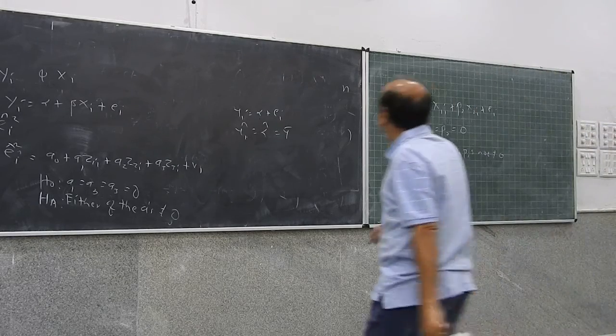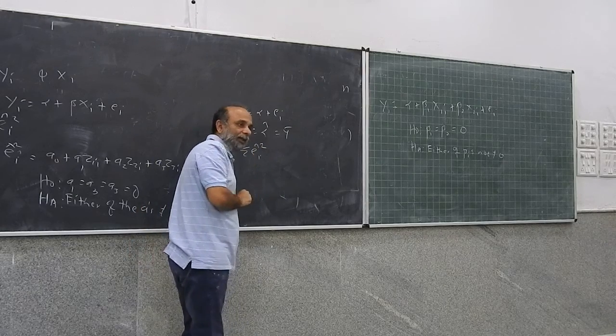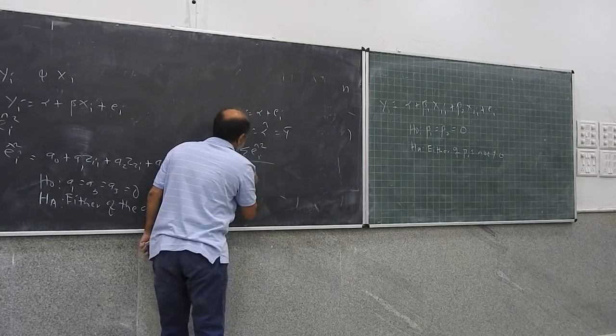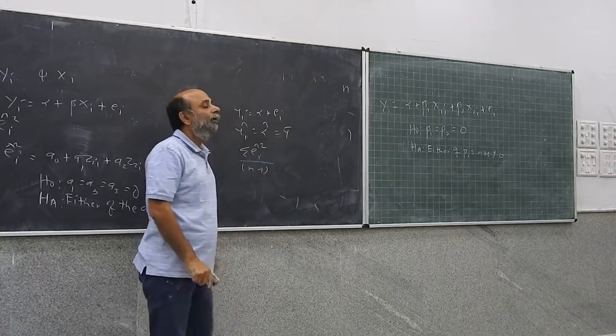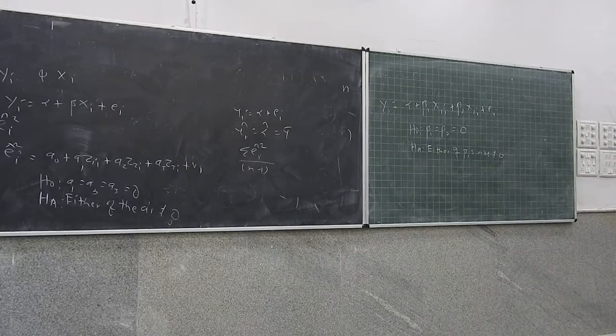So now think of summation e hat i squared upon n minus 1. What did this mean? Summation e hat i squared upon n minus 1. What is that?